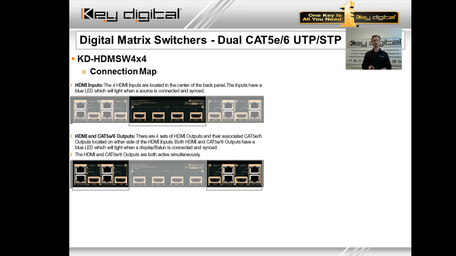On your output side, you still have CAT cable and you have HDMI. Now, the CAT outputs on this product are dual CAT, which is actually an advantage in many applications where the others were single. They required that shielded Cat 6. The KD-HDMSW4x4 does not require shielded Cat 6. It can work with unshielded cable or shielded cable, Cat 5, Cat 5e, Cat 6. Okay?